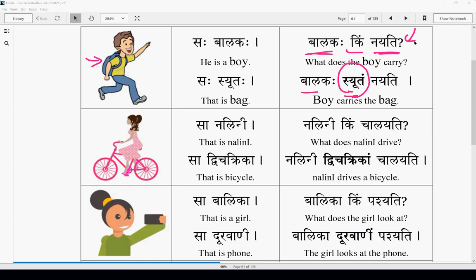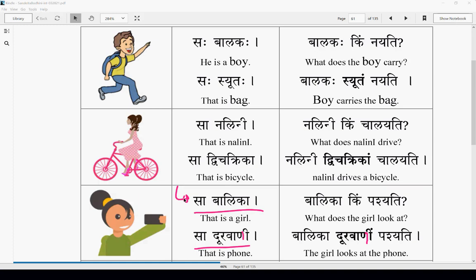What is he carrying? Suppose it is Pashyati. There is an example here. The third one. Can you read the third one also? Sa Balika. Sa Duravani. So here both are Strilinga. Balika is Strilinga, Duravani is Strilinga. Sa Balika, Sa Duravani. So if you want to use Shashti Vibhakti, what will be the question?